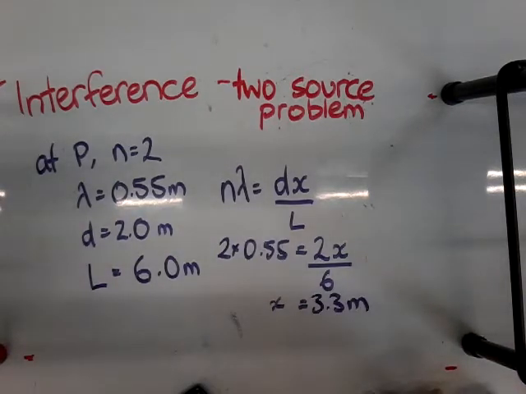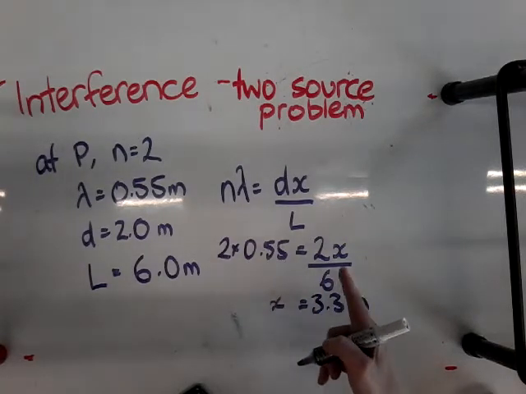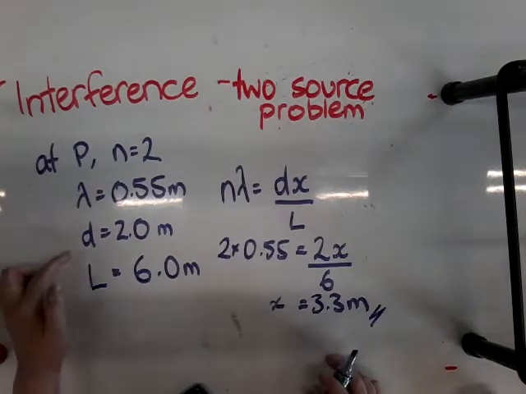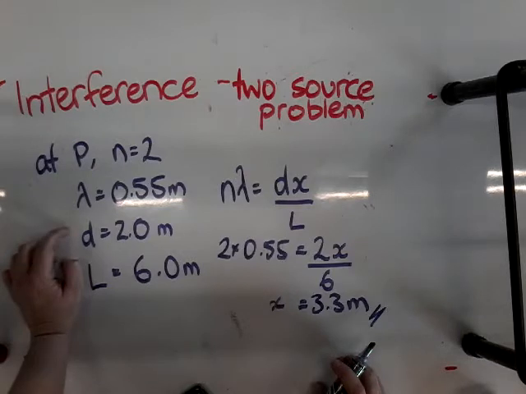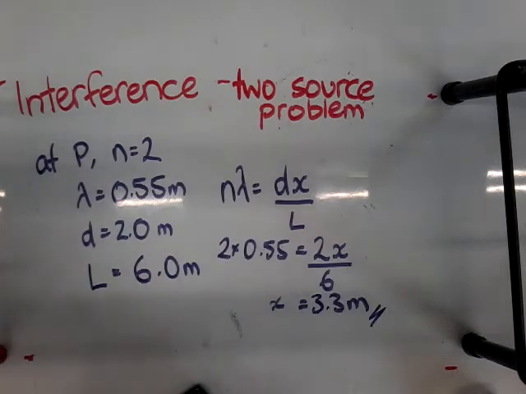Okay, I think I've done all that calculation. 2 times 0.55 times 6 divided by 2. Yep, I'm pretty sure I've done the maths right. We have to walk 3.3 meters to get to that second loud fringe. Obviously, if this was a light problem, this would be much, much smaller. So would d. We wouldn't see this if d was 2 meters. So if this was a light problem, obviously the wavelength would be smaller, d would be smaller, and this x value would be smaller too.